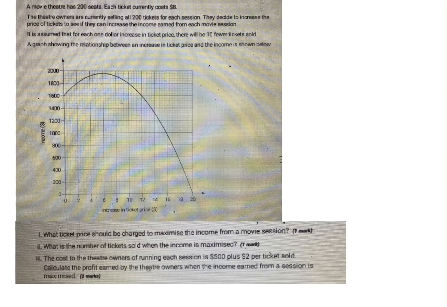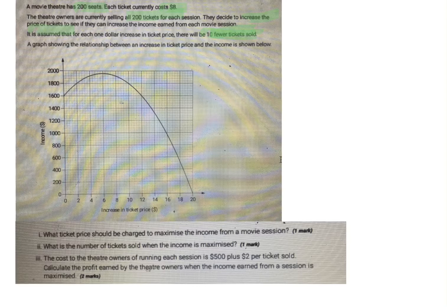Okay, we're just going to look at a second example. A movie theatre has 200 seats. Each ticket costs $8. The theatre owners are currently selling all 200 seats for each session. They decide to increase the price of the tickets to see if they can increase the income they make per session. It is assumed that for every $1 increase in the ticket price, there are 10 fewer tickets sold.